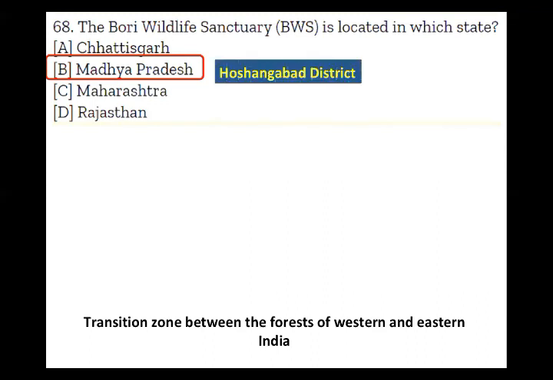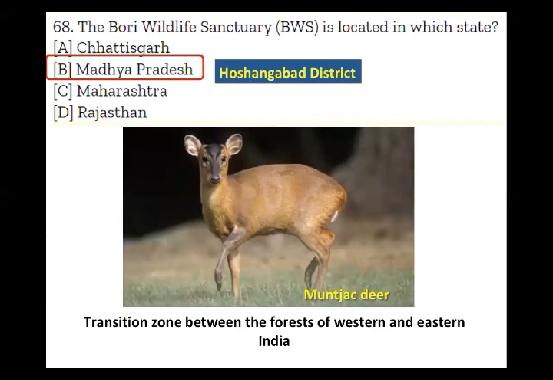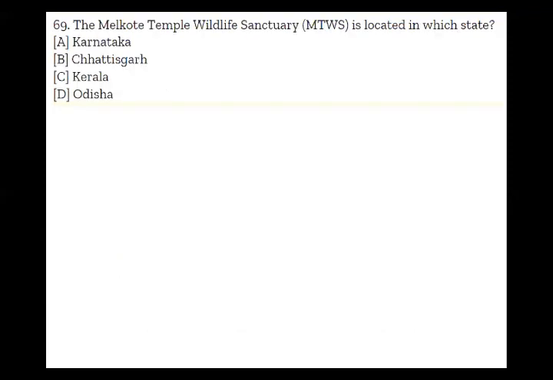What are all the notable species found in this area? There is a very unique species called the mouse deer, which is very predominant in this particular wildlife sanctuary.